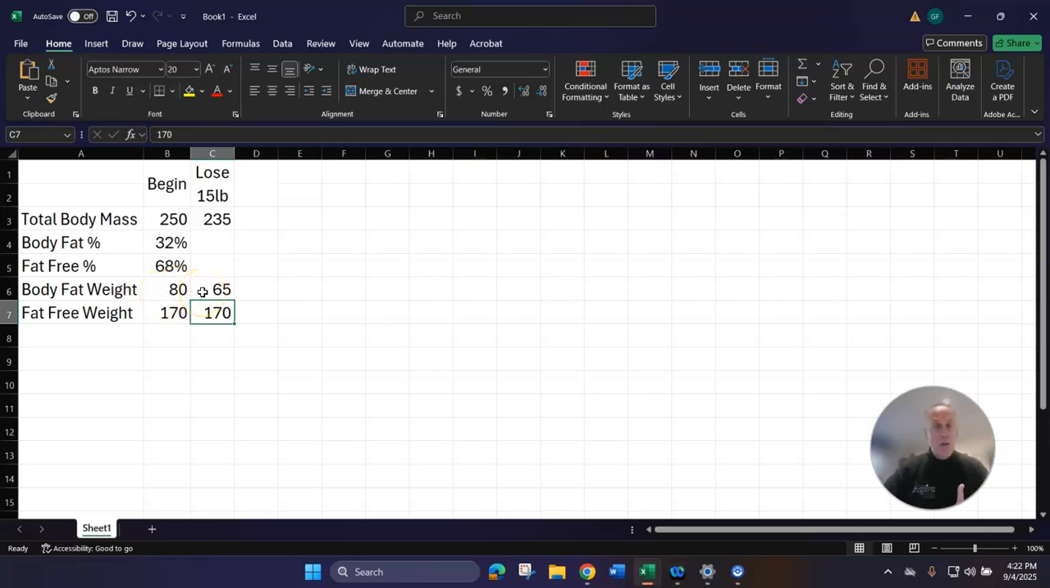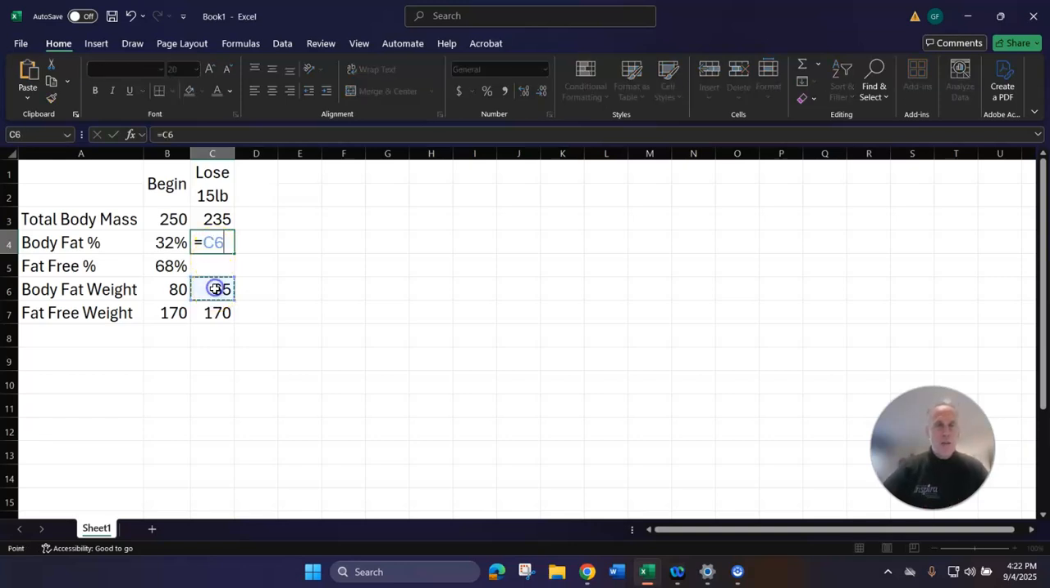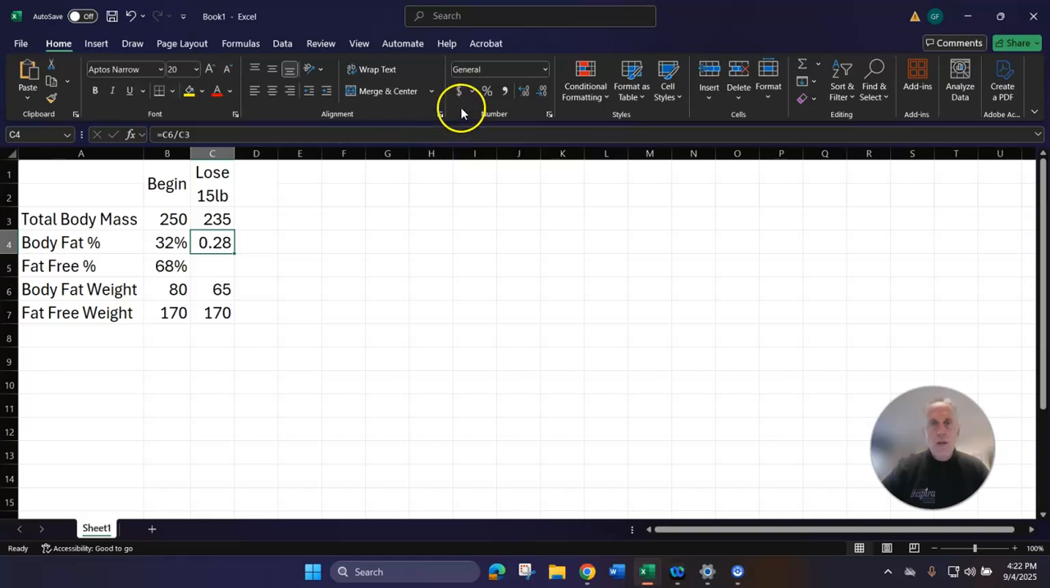So we can now calculate out the body fat percentage. Easy enough. You take the actual body fat weight, 65, and divide it by their total body weight at this point. That divided by that. There we go. Gives us 28%. So already you can see just mathematically that this person has lost 4% of their body fat.